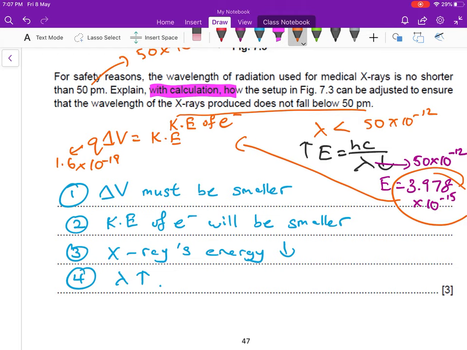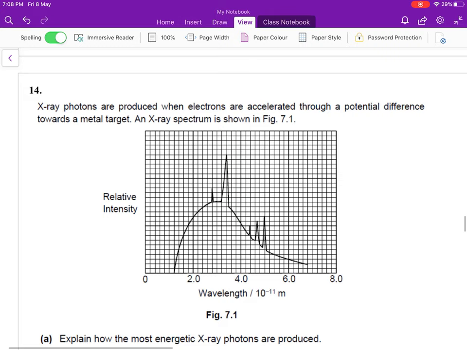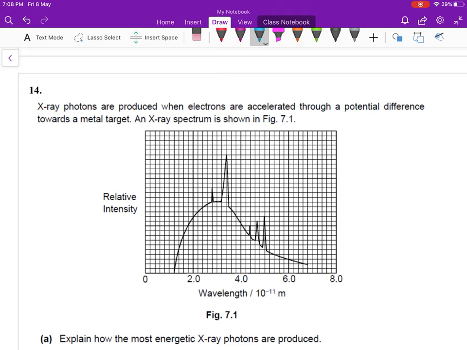So we know QΔV equals KE, okay, so KE is this value. I know Q is my electron charge or elementary charge, so what should my ΔV be, my potential difference? You will get 10^-19, so your potential difference, your ΔV, cannot be more than, at most can only be 2482.5 volts, so maybe you round off to 24863 volts. At most you can only get 24863 volts. Any more will cause your X-ray to be shorter than 50 picometer. So this is how you do it.